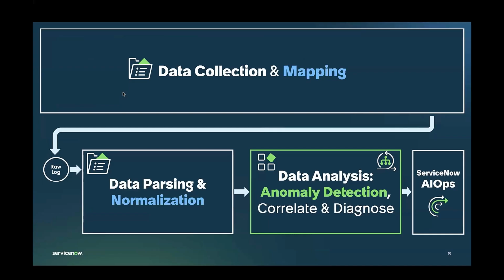So the HLA process starts with data collection and mapping. In this phase, HLA ingests the log data and relates it to an application service and components of the application service. In the next phase, header information coming from the log source is removed, and the raw log data is passed to the data parsing and normalization process. Following this stage, we have data analysis, where anomalous patterns are detected, correlated, and diagnosis is made. Finally, HLA alerts are passed to our AIOps engine or Service Operations Workspace and also leverage the capabilities of the Now Platform. So let's start with data collection and mapping.